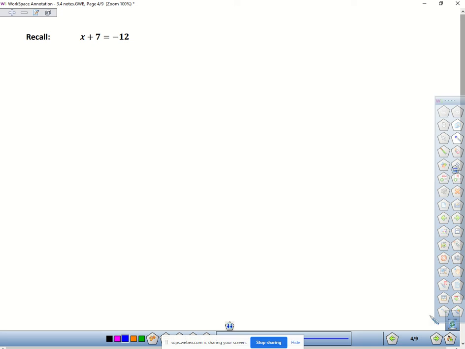Let's say we want to solve this equation for x. What would you suggest that I do to solve for x here? Subtract 7. Good, we're going to subtract 7 on both sides. When I do that, I'm left with x is equal to -19, because -12 minus 7 is -19. Do you have any general questions about how I did this one? Any questions about this at all?